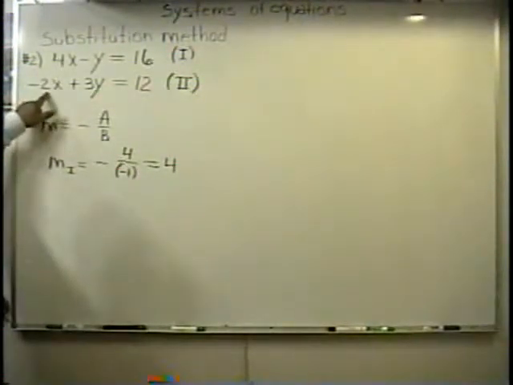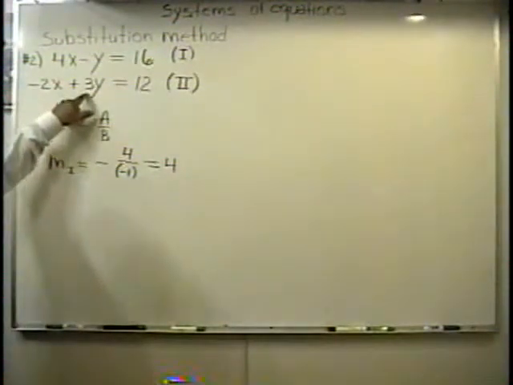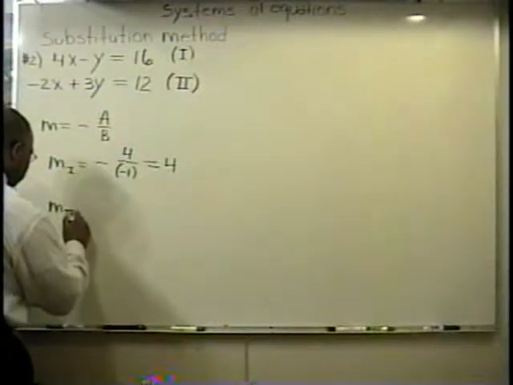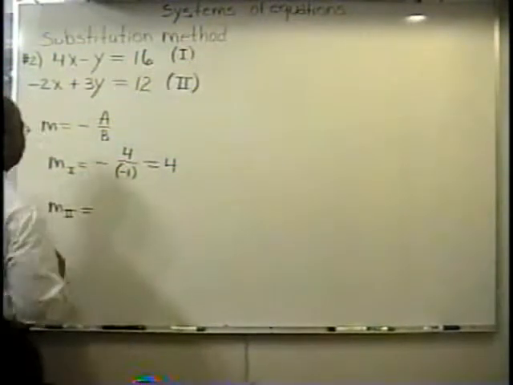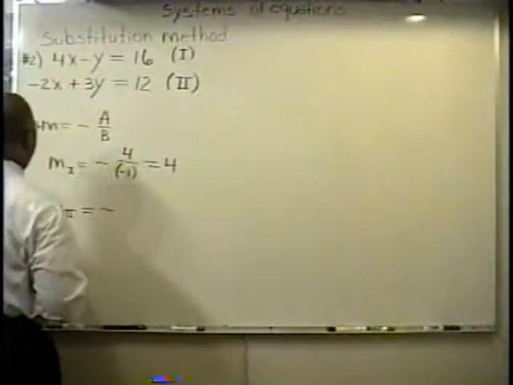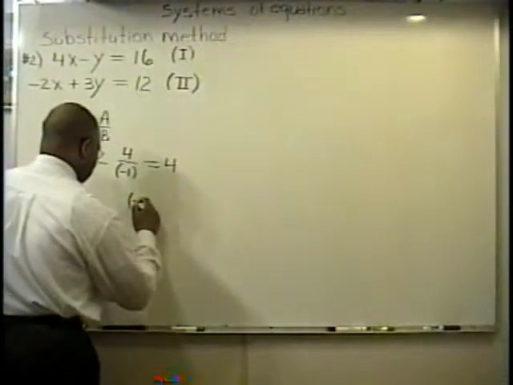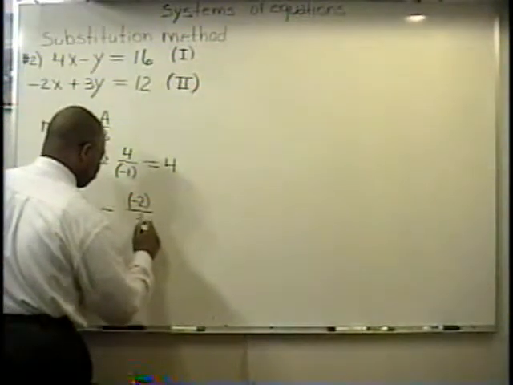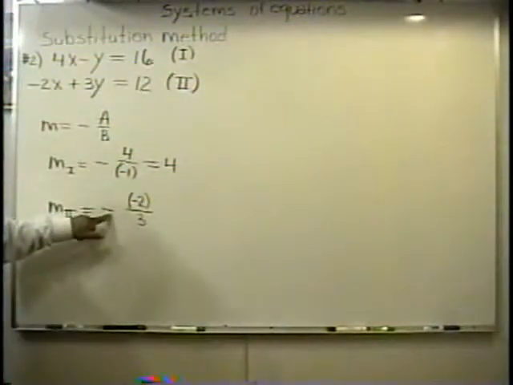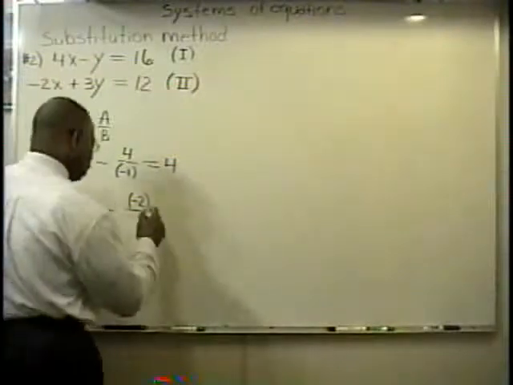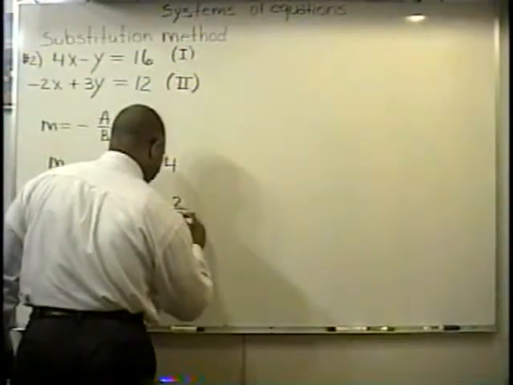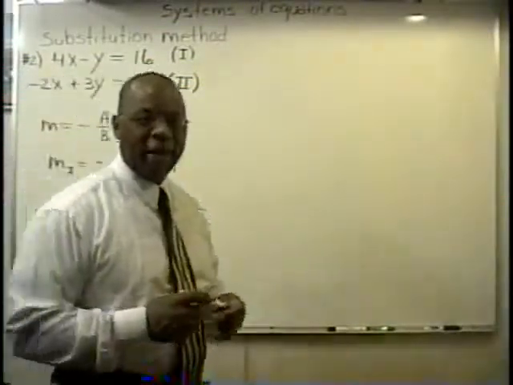Now, for equation 2, a is negative 2, b is 3. So, let's check this out. The slope for equation 2 is equal to minus a, which is a negative 2, over b, which is 3. Well, now I get a negative times a negative. In this case, the slope for equation 2 is 2/3. And voila, ladies and gentlemen.